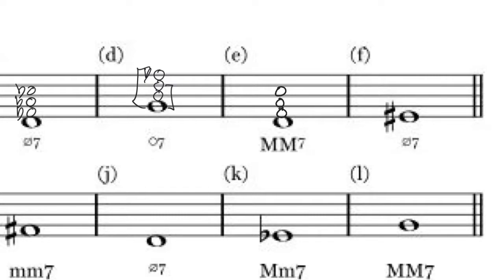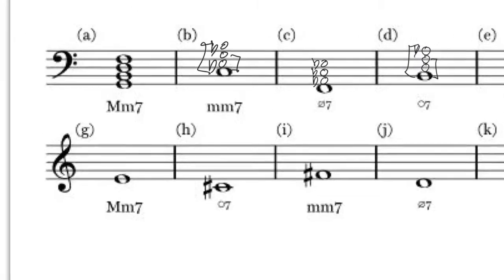All right, a fully diminished or half diminished seven built on G sharp. So we need a diminished chord. So we have G sharp, B, which is a minor third, and then another minor third, and then a minor seventh, which is F sharp.